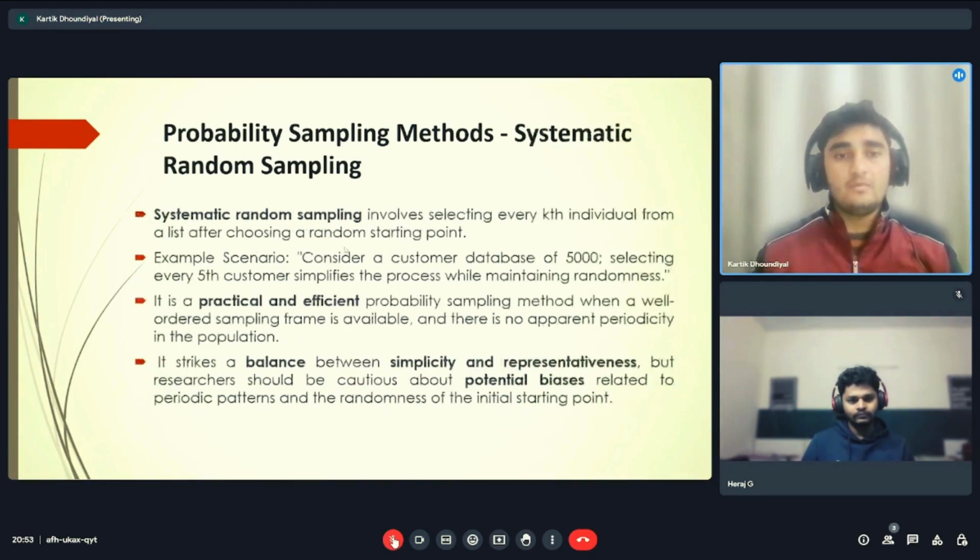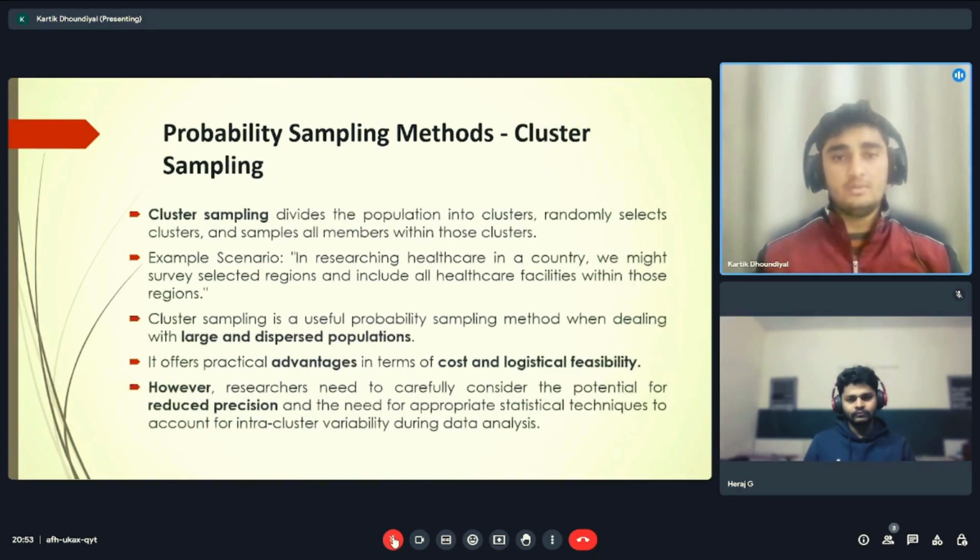Now, the third type of probabilistic sampling is systematic random sampling. With a well-ordered list, we select every nth element after a random starting point, simplifying the process while maintaining the randomness. It is a balancing act, offering practicality without sacrificing representativeness. Yet, researchers must tread carefully, mindful of potential biases linked with the pattern and the randomness of the initial starting point. The last type of probabilistic sampling is cluster sampling.